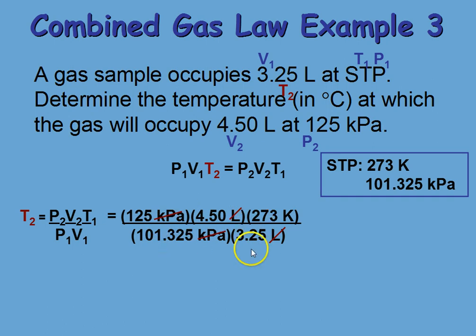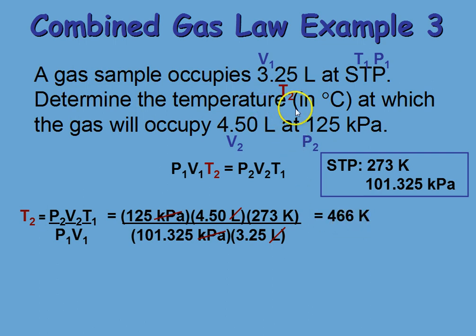Multiply across and divide. The measurements, the volumes that were given, as well as the pressure that was given, are all in 3 sig figs. STP is a defined value, so we don't worry about that for sig figs. And that gives me a temperature, when I put it in the calculator correctly, of 466 Kelvin.